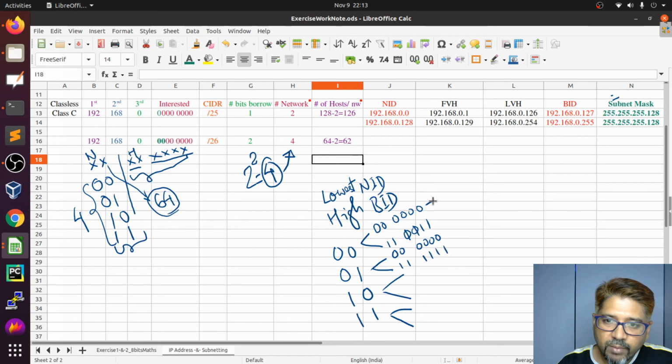So what will be my first network? Of course this will give you 0, because the entire network and host is 0. Then this value will be the ones complement of 64. If this position is 64, this will give you 63. Okay, this is my first network.